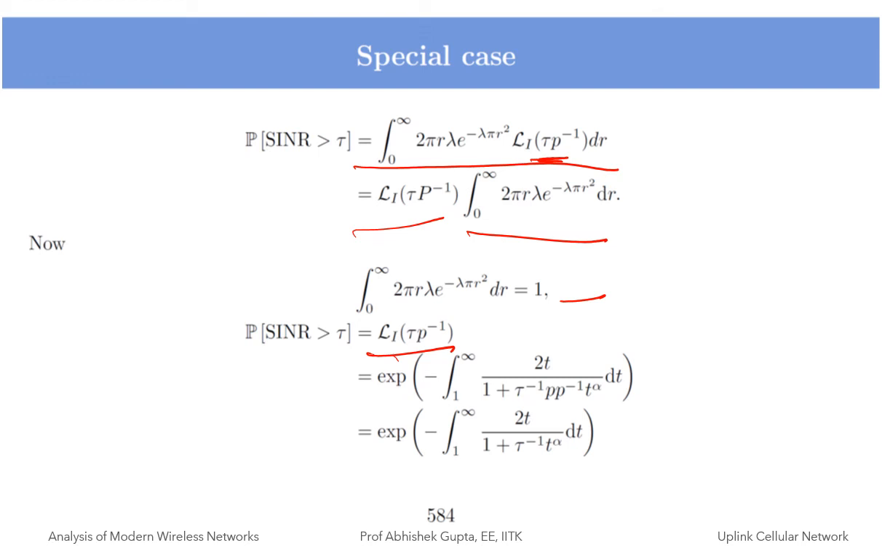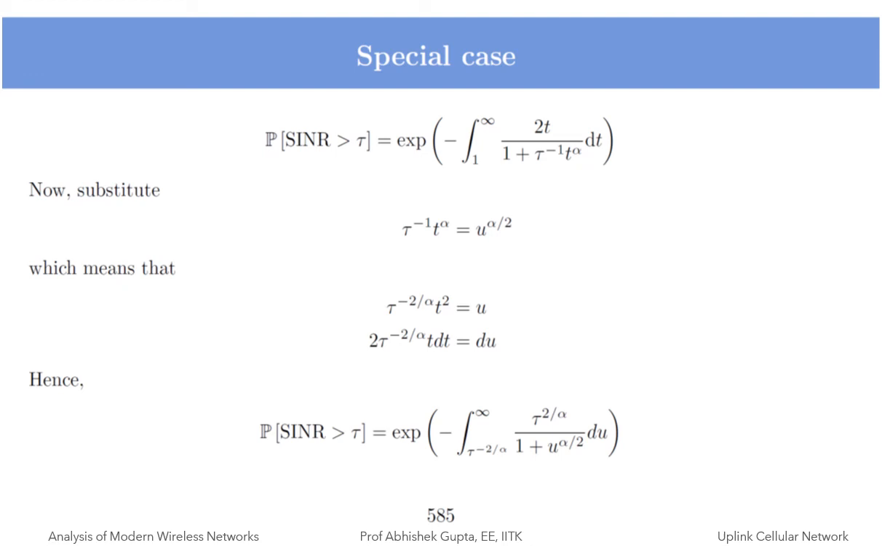the Laplace transform of interference calculated at tau into P inverse. I already know the value of the Laplace transform of interference. I just put tau P inverse in place of s, and once you do that, you get this expression. There will be further cancellation of P and P inverse, and what you get is exponential minus integral from 1 to infinity of 2t over 1 plus tau inverse t to the power alpha dt.